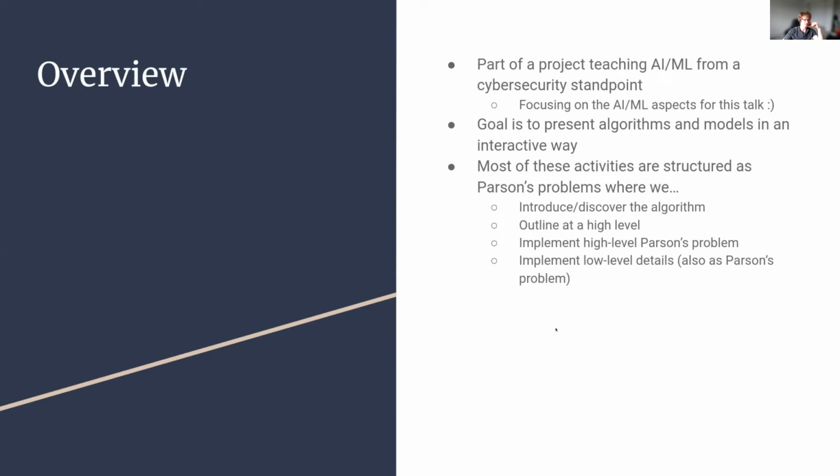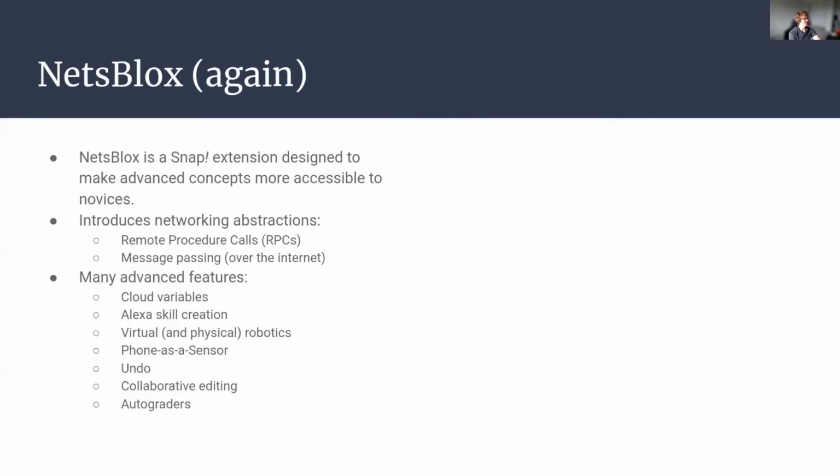Now, most of the activities that we're going to see are structured as Parsons problems, just to help scaffold more, since we're trying to expose even more and still make it achievable. We first introduce or discover the algorithm, then outline it at a high level, then implement it as a high-level Parsons problem of the sub-goals, and then implement the low-level details. But again, we'll see all this more when we get into the concrete examples. I just wanted to mention it to give you some context so the rest of this can make sense.